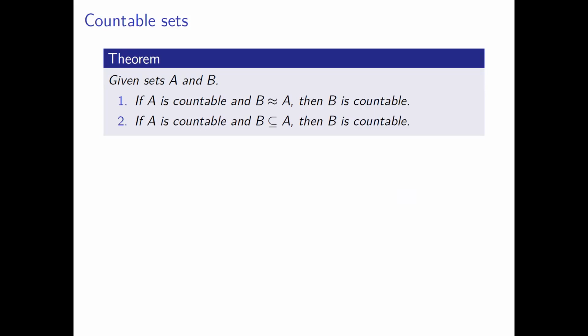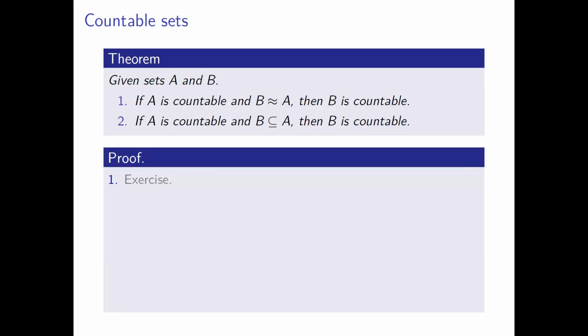2. If A is countable and B is a subset of A, then B is countable. That is, every subset of a countable set is countable. The proof of statement 1 is left as an exercise. Note that the argument is very similar to the one used for the case of finite sets, which is to be found in lecture 5.2, part 1. You need to consider two cases, namely, the case where A is finite and the case where A is infinite.